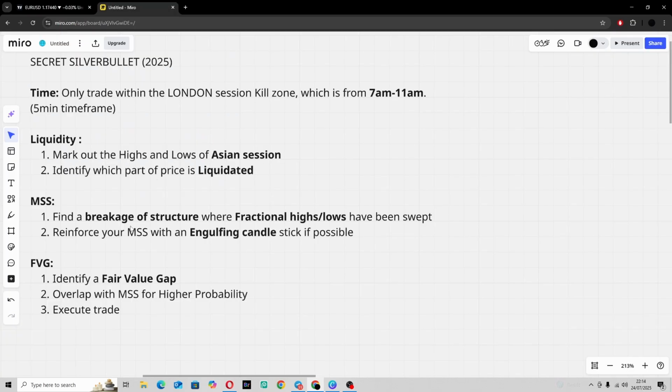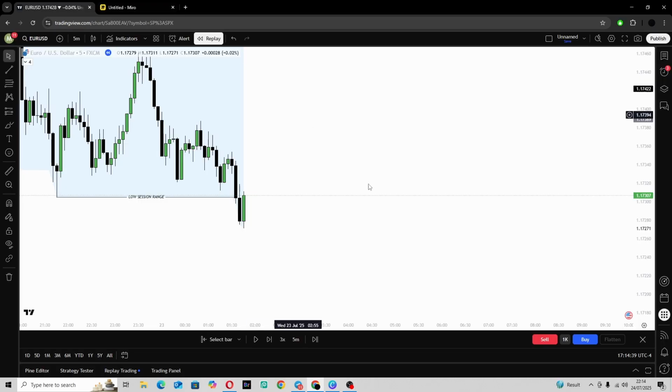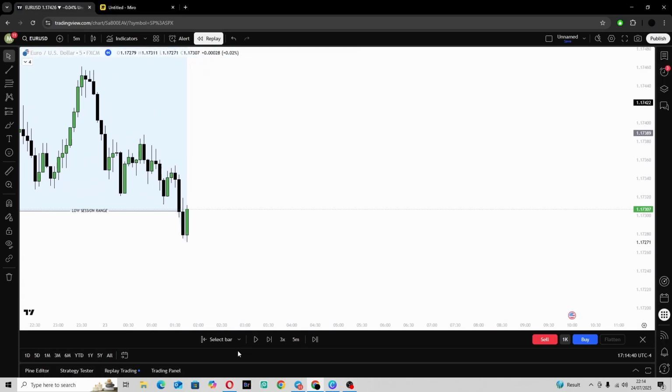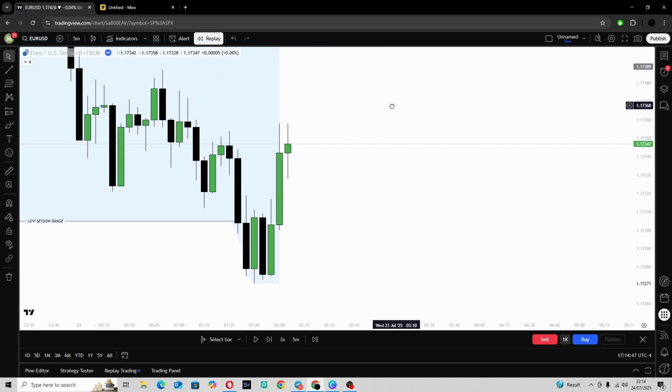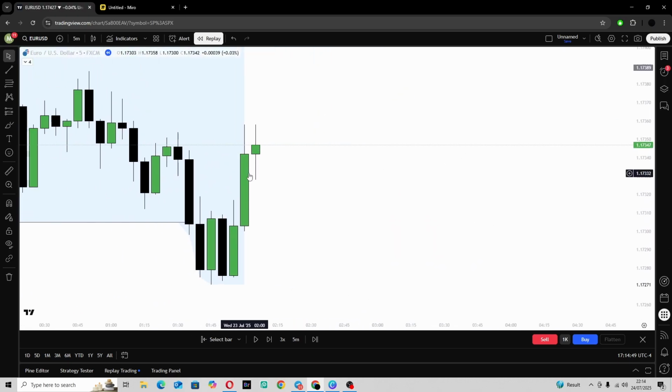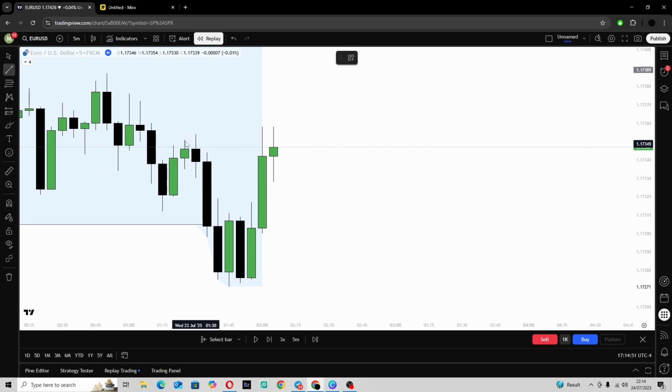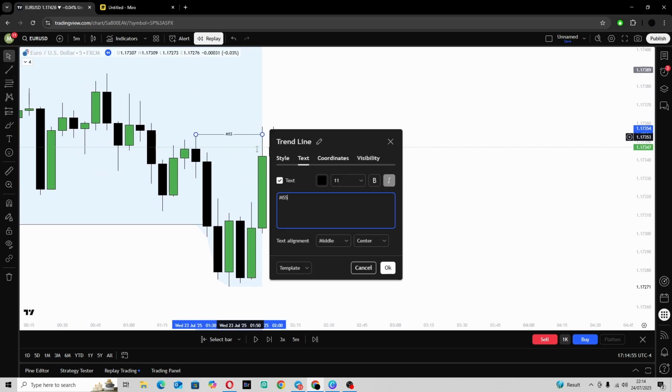We need to find a break of structure where fractal highs and fractal lows have been swept, and then we can reinforce our market structure shift with an engulfing candlestick if possible. So we look for that market structure shift towards the upside, which includes an engulfing candlestick. As you can see right there, if I zoom in, we just got a very big engulfing candlestick, and it did take out this level right here, which is amazing, because this is our market structure shift level.